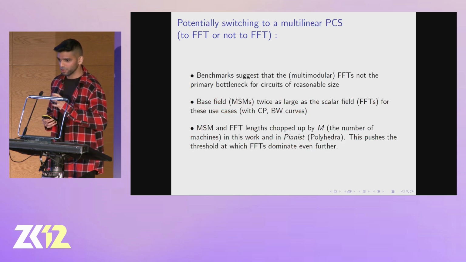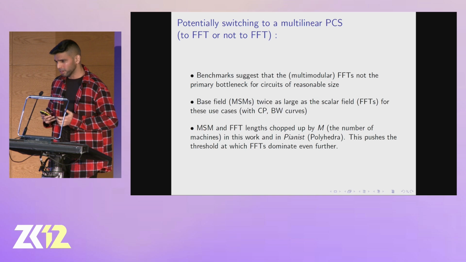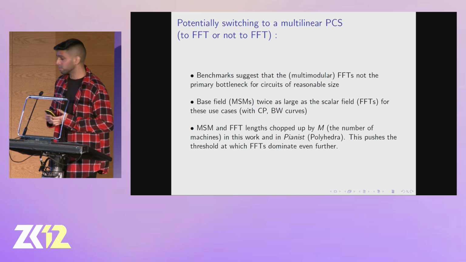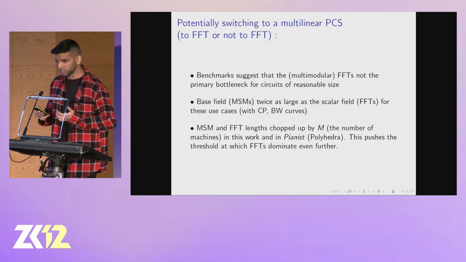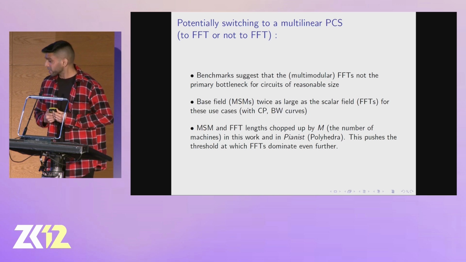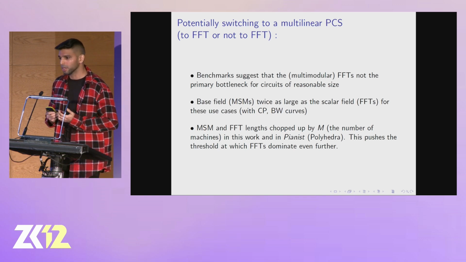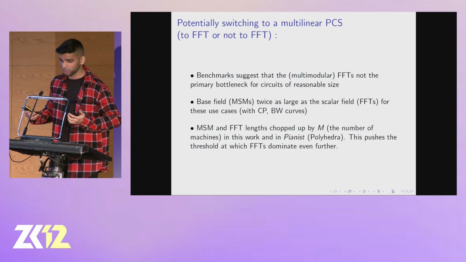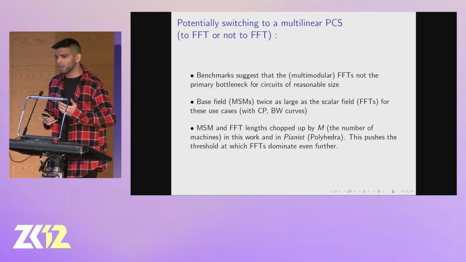Here's the somewhat counterintuitive part, when it comes to the proof generation. First of all, the benchmarks that we have so far suggest that these multi-modular FFTs are not really the main bottleneck, at least not compared to the MSMs. Even for a curve like BN254, at least when you're looking at circuits of reasonable size. The second thing is, for the use cases we're looking at, the base field is actually at least twice as large as the scalar field. So the base field is where the MSMs are going to live, whereas the FFTs are going to live in the scalar field. Which means the threshold beyond which the FFTs start to dominate is even higher.